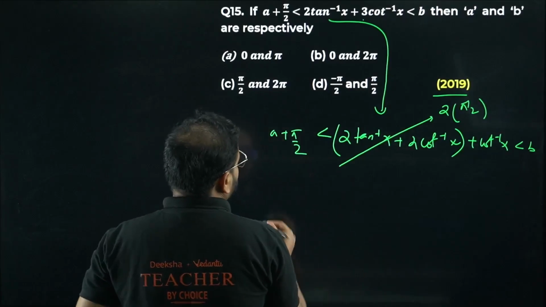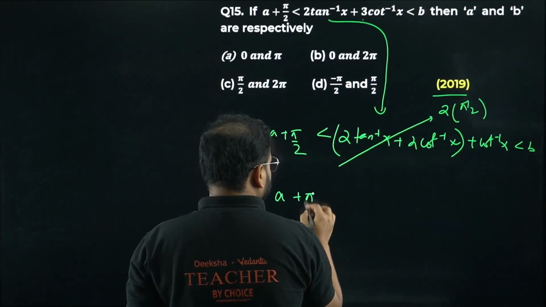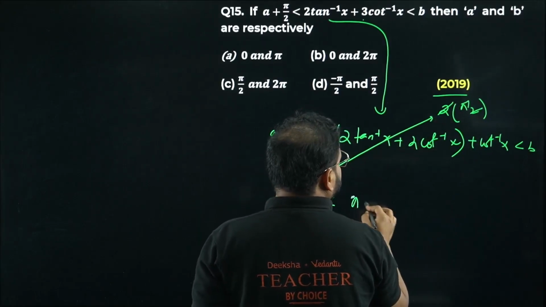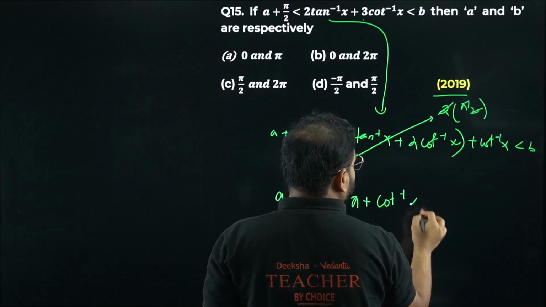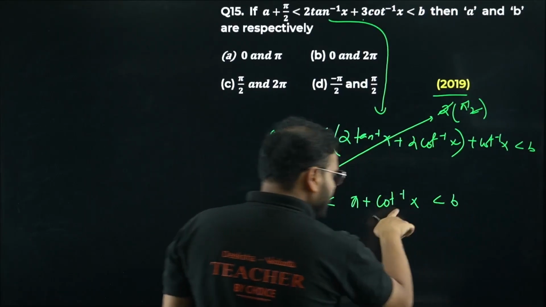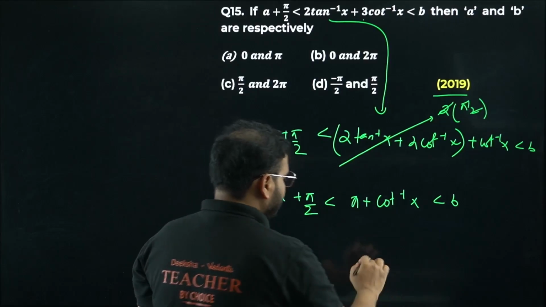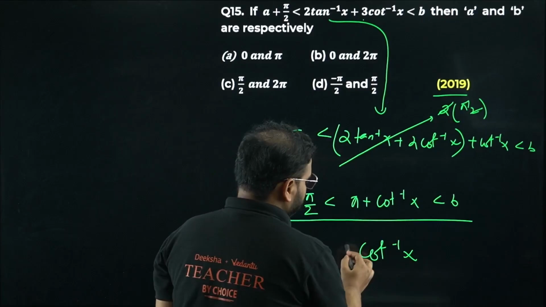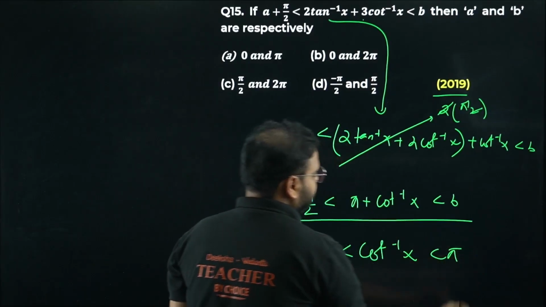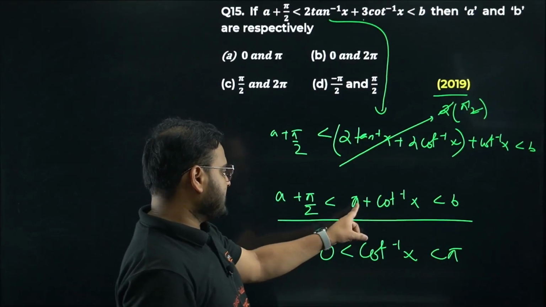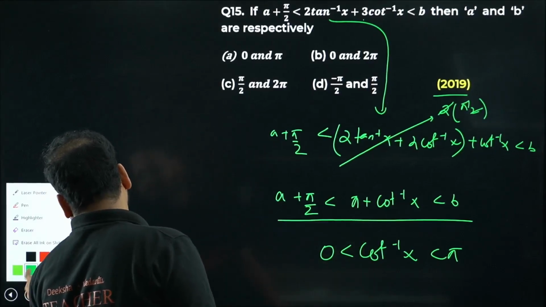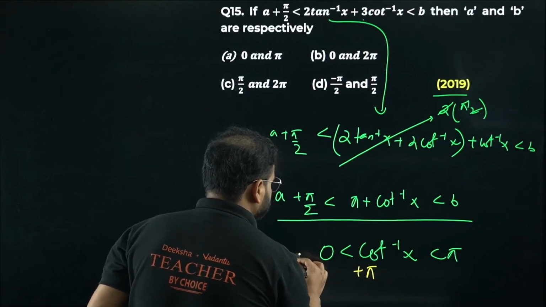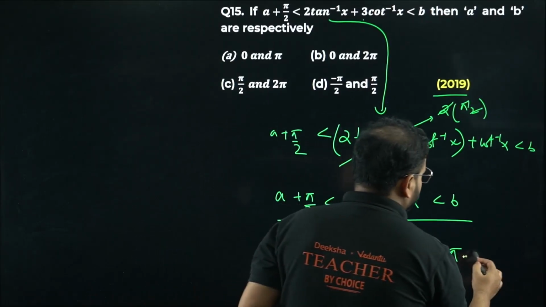So I'll just change that. I'll have a plus pi by 2 less than, 2 times of this will become simply pi plus the remaining cot inverse of x. Now we know the range of cot inverse of x, right? We get cot inverse of x starting from 0 open to pi open. But I want pi plus, so do one thing, add pi to both sides. So I write here plus pi, and again you'll have plus pi. Now you compare.